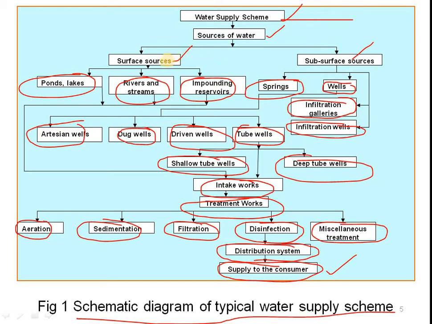Coming to the flow chart itself, you can see surface sources and subsurface sources. Examples of surface sources are ponds and lakes, which are present on the ground level, rivers and streams, and impounding reservoirs. Reservoirs are nothing but dams. The subsurface sources are springs, which are formed naturally, and wells. In wells we see four types: artesian, dug wells, driven wells and tube wells.